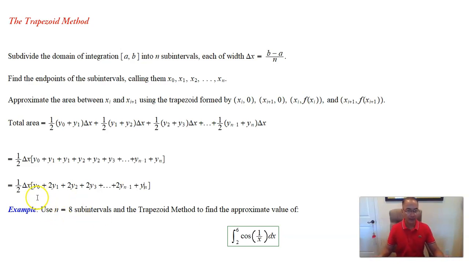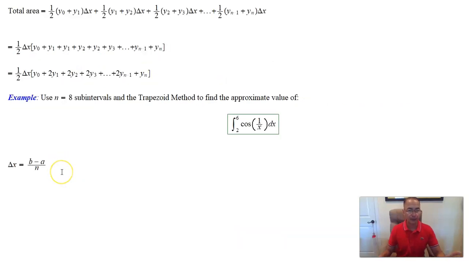So here's the pattern. We have 1/2 of the width, delta x, and then we compute the y-coordinate over each of the x-coordinates that we found in the partitions. We double the value of the y-coordinates between y0 and yn. We don't double y0 or yn. We add it all together, multiply by 1/2 delta x. Okay, so that is the recipe that we are going to apply to the integral from 2 to 6 of cosine 1 over x dx.